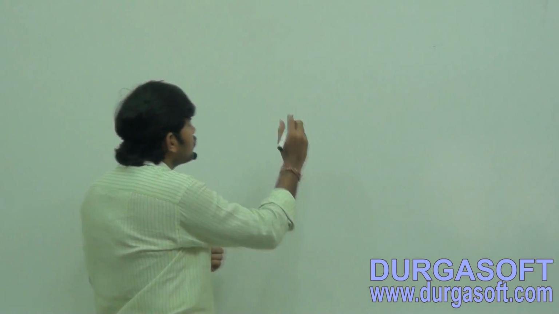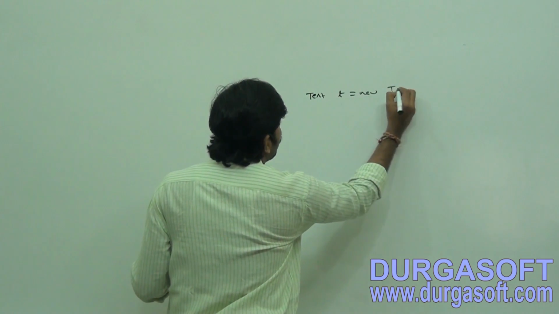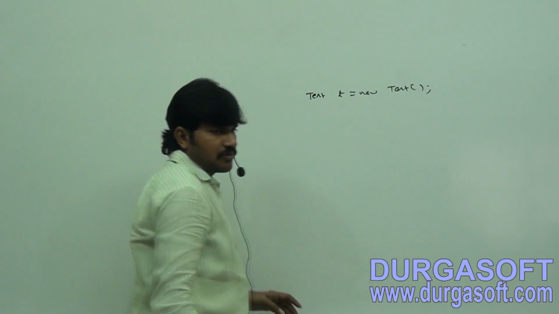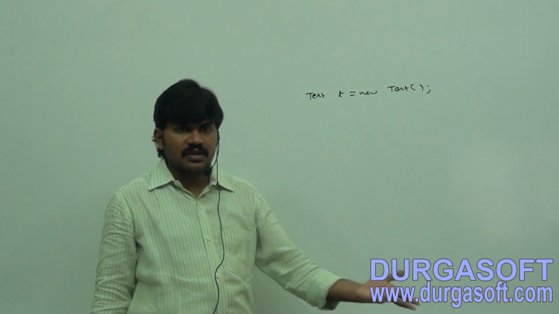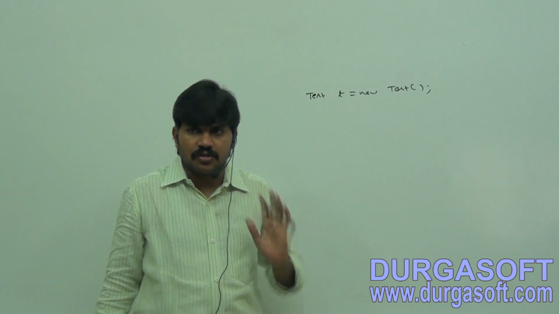Okay, next, the second rule. Take a bit of special care. A constructor executes automatically whenever we are creating an object. If I am creating an object, Test t = new Test(), the constructor is executing automatically. Are you getting it? I am not calling it. Whenever we create an object, the constructor executes automatically.